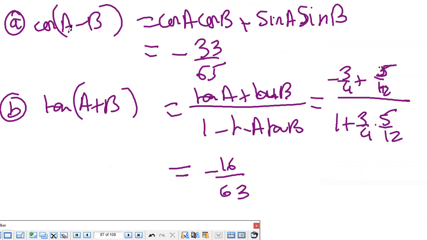To find cosine A minus B, I just use the formula. It's cosine A cosine B plus sine A sine B. You plug in and calculate. To find tangent A plus B, it's tangent A plus tangent B over 1 minus tangent A tangent B. You're going to ask how you're going to find tangent. Sine over cosine gives me the values, and you just replace and calculate. It's very simple. It's just about calculation.